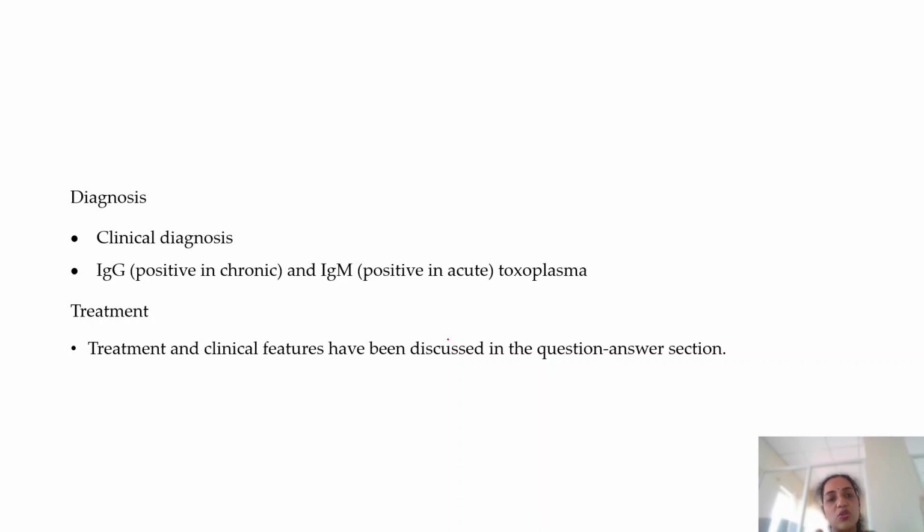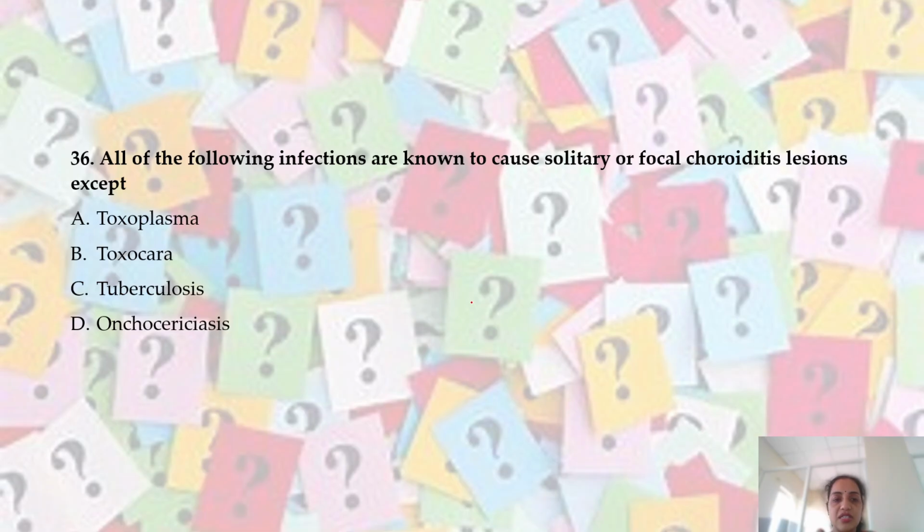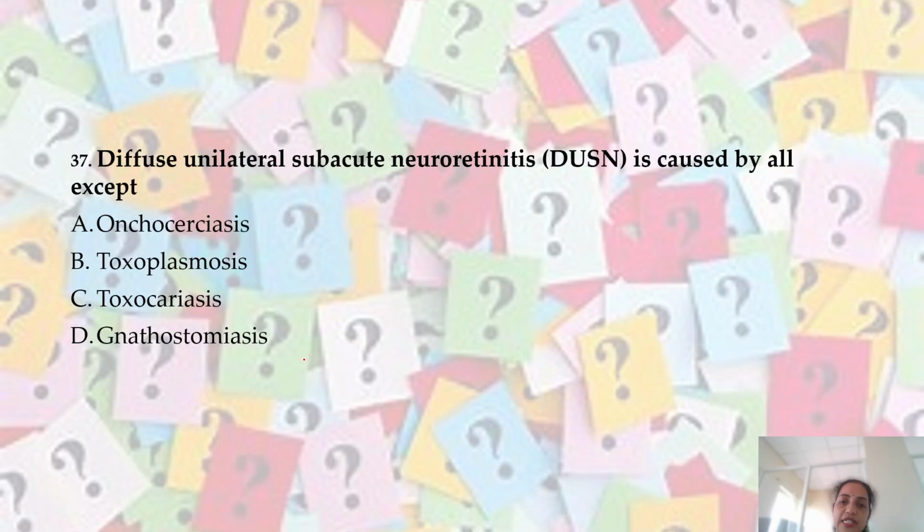So how do you diagnose ocular toxoplasmosis? It's mainly a clinical diagnosis. IgG and IgM can be used, but they are not necessary for diagnosing toxoplasmosis. So let's discuss how it looks. All of the following infections are known to cause solitary or focal choroiditis lesions except. So remember, there are 3 T's. This is the classical teaching we have in our entrance coaching. 3 T's are known to cause focal choroiditis. Focal in the sense there is just one focus of choroiditis. So toxoplasma is one, toxocara, and tuberculosis. Okay. So onchocerciasis does not cause solitary choroiditis lesions.